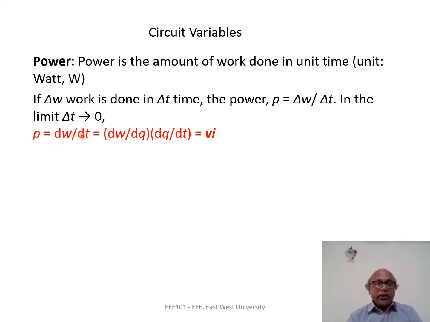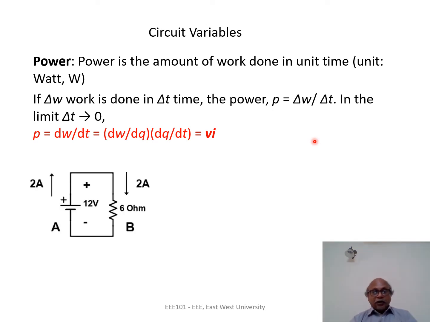Now in this equation, I divide by dq and also multiply by dq. That does not change anything. Now the first bracket dW/dq is voltage and the second bracket dq/dt is current. So P is VI. You already know this relationship that power is the product of the voltage and current from college. Okay, now let's consider a very simple circuit.